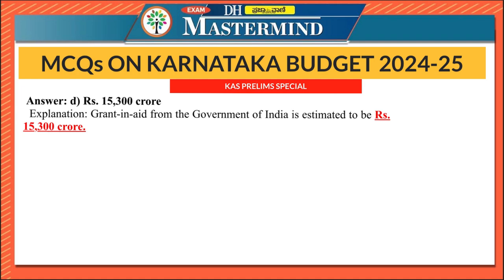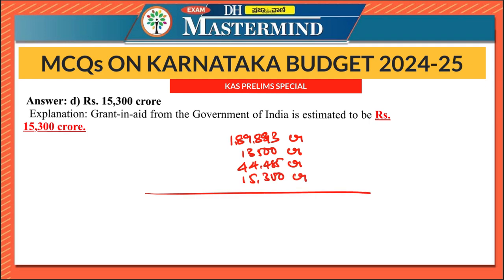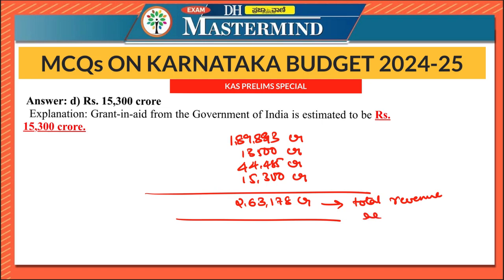So let us recap all the funds now. Karnataka is getting 1,89,893 crore as state's own tax revenues, and then 13,500 crore as non-tax revenue, and then it is getting 44,485 crore as tax devolution from the central government, and it is getting 15,300 crore as grant in aid. So if you add all these things, you will get 2,63,178 crore. So what is this? This is nothing but total revenue receipts of the government. Please note down the total revenue receipts of the government is 2,63,178.